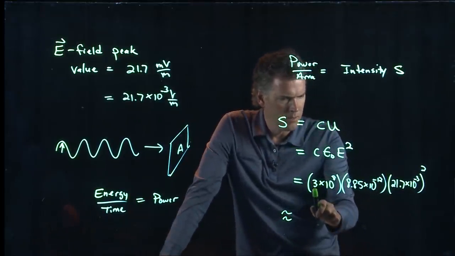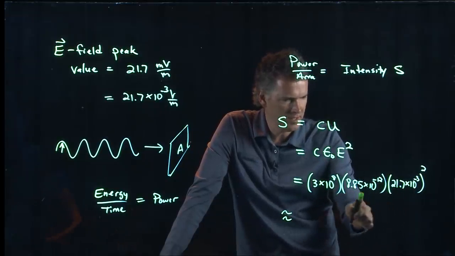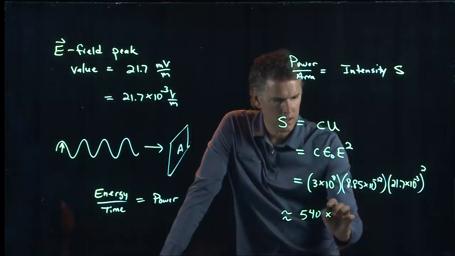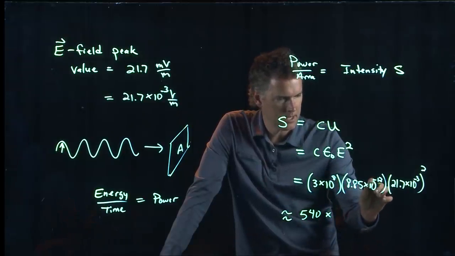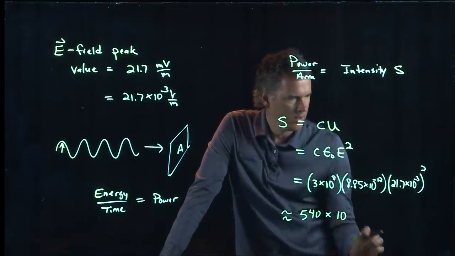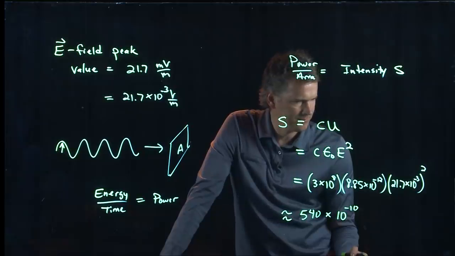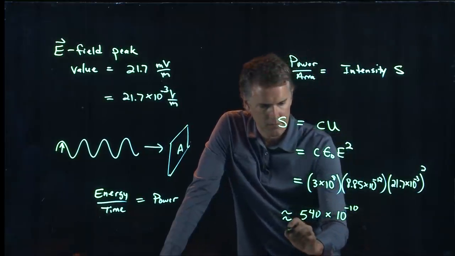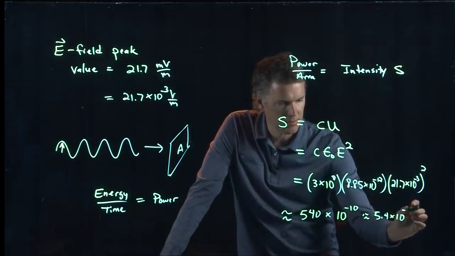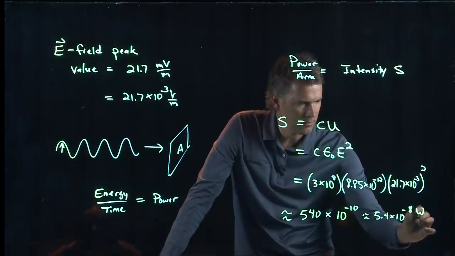So we've got a 3 times a 9 times a 20. So that's a 60 times a 9. 60 times 9 is 540. And then we've got a 10 to the 8 with a 10 to the minus 12. So that's a 10 to the minus 4. And then we've got a 10 to the minus 6. So that becomes a 10 to the minus 10. Okay, so this is 5.4 times 10 to the minus 8. And the units are SI units, watts per square meter.